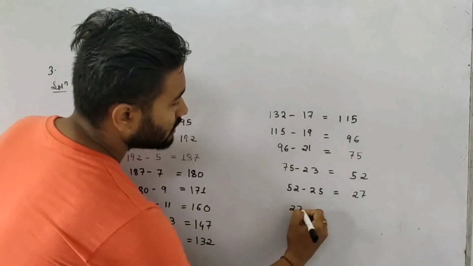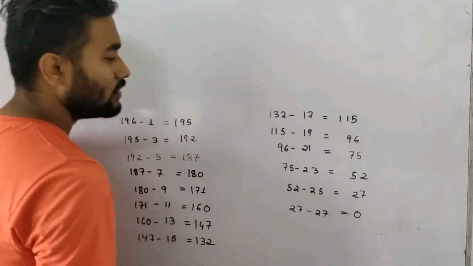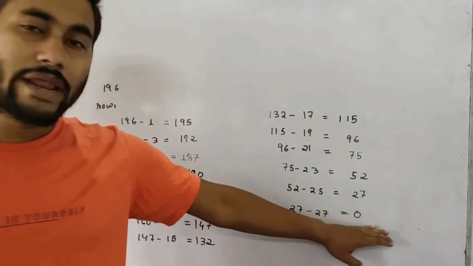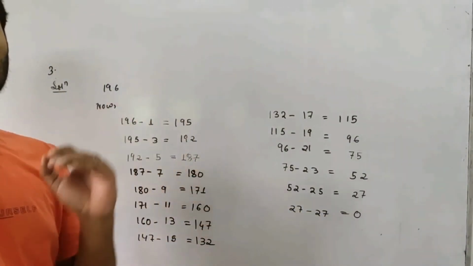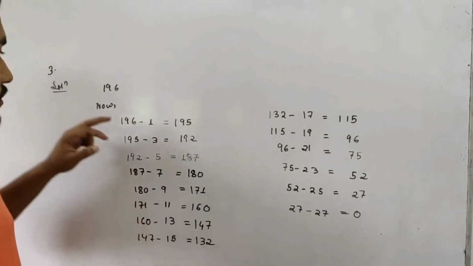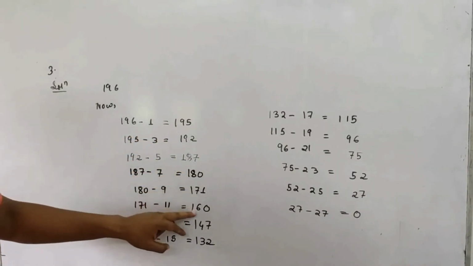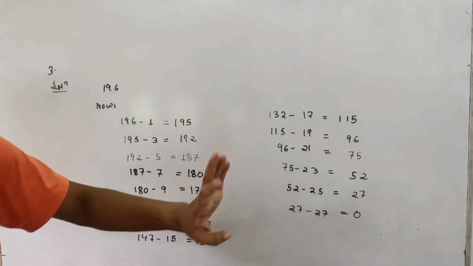Next, you see, 27 minus what is the next odd number? 27, which is equal to 0. So your process stops here, since your answer is 0. Now you count how many times you have subtracted. How many times? 1, 2, 3, 4, 5, 6, 7, 8, 9, 10, 11, 12, 13, 14.